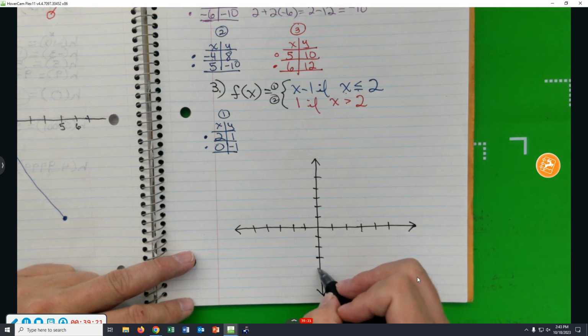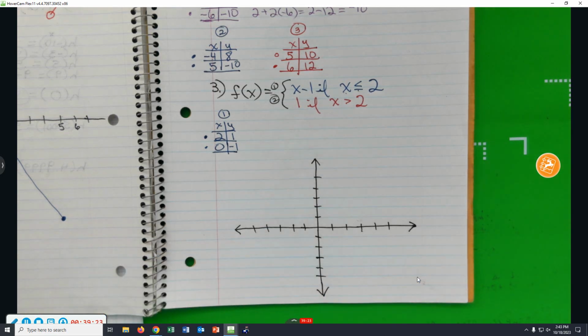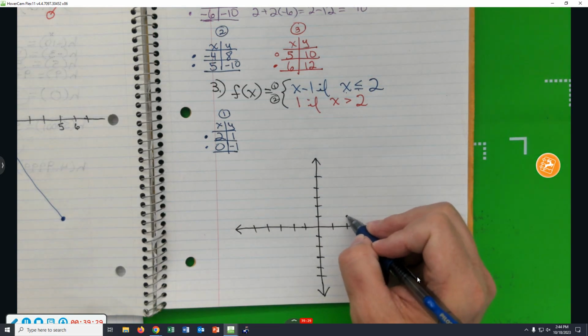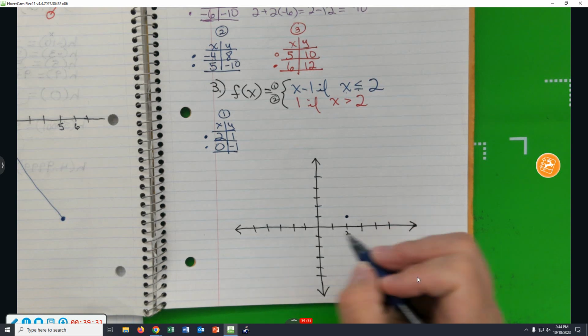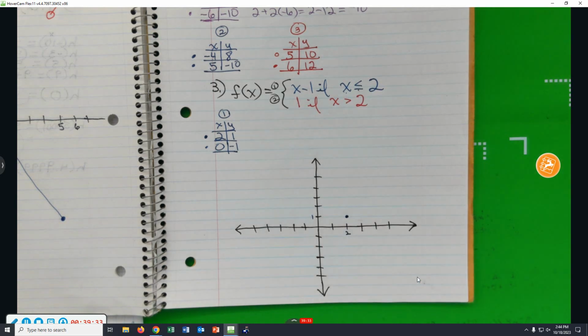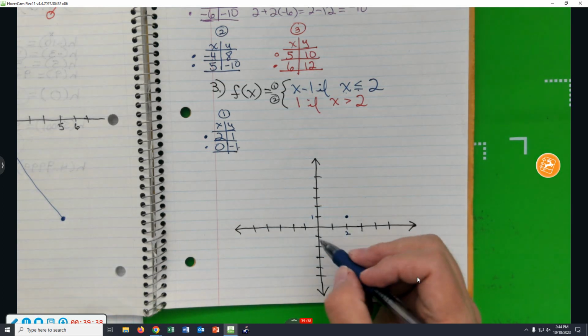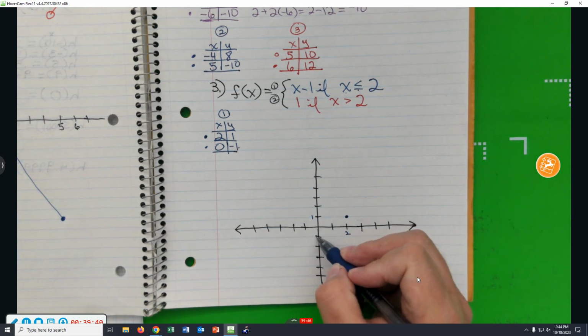Make my little tick marks. We're starting at the point 2, 1. Right 2, up 1. And then I'm at 0, -1. Left, right, 0, down 1.